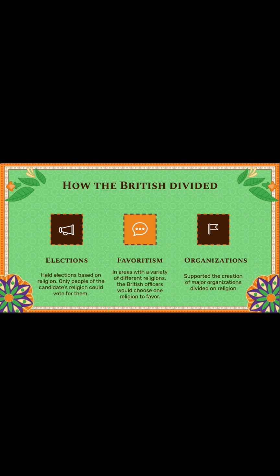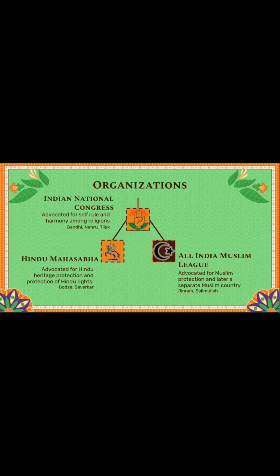The British showed favoritism to one religion over another in diverse areas. Exaggerating the difference between the groups, they supported the creation of organizations separated by religion. The Indian National Congress, the INC, was one of the largest organizations that advocated for Indian rights and independence. The INC had all religions represented in their members and promoted religious unity and harmony.